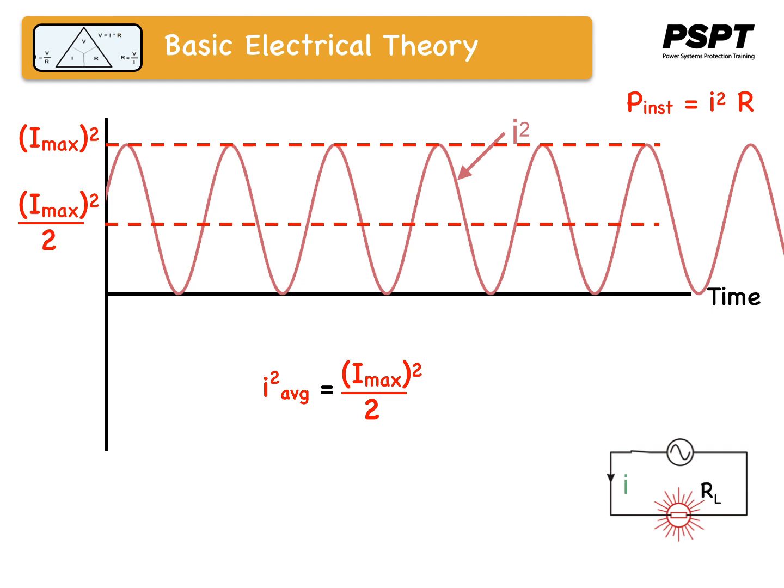So if we wanted to calculate the average power, it would then be the average current squared times the resistance, which would be P average is equal to I squared average times RL. But we've already discovered that I squared average is equal to I max squared over 2. So the average power is given by I max squared all over 2 times the resistance in the circuit.